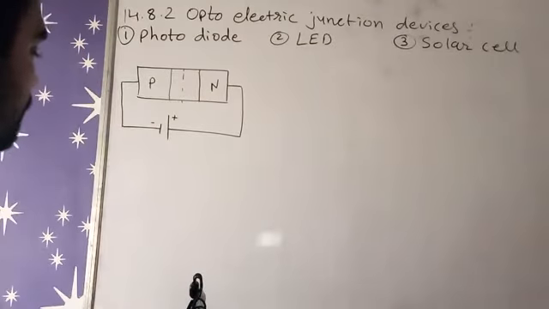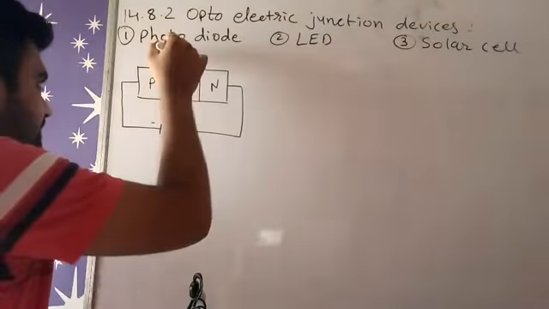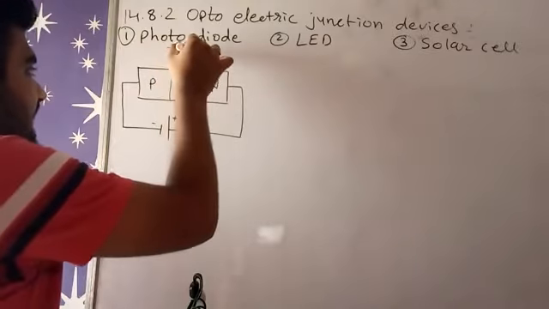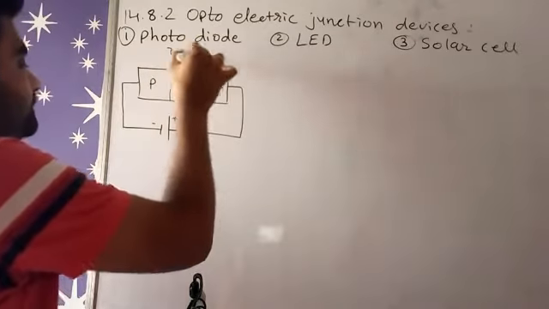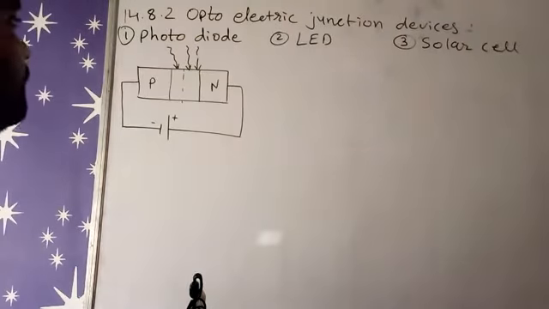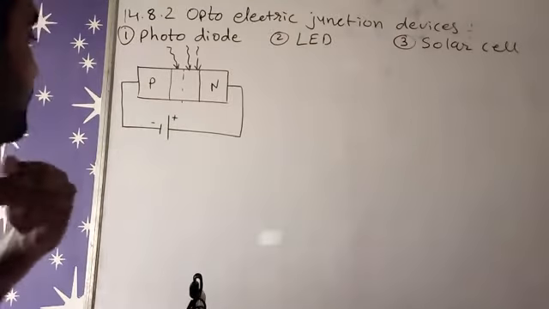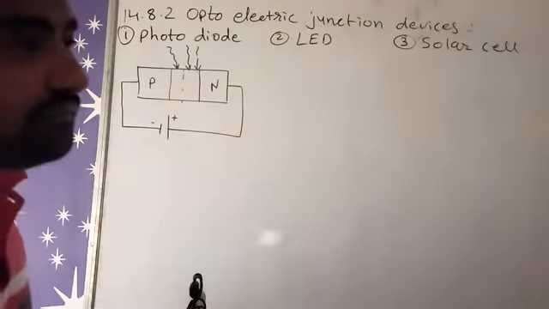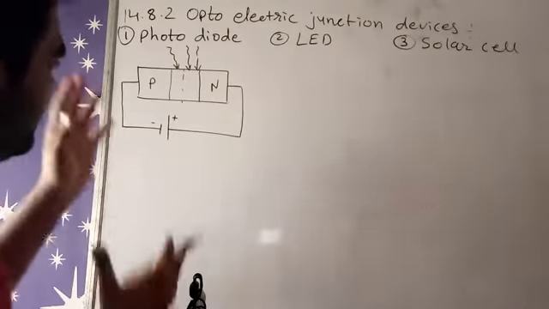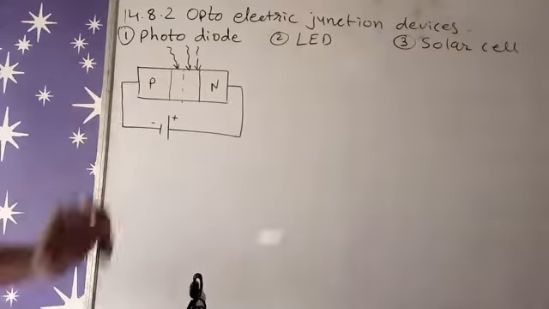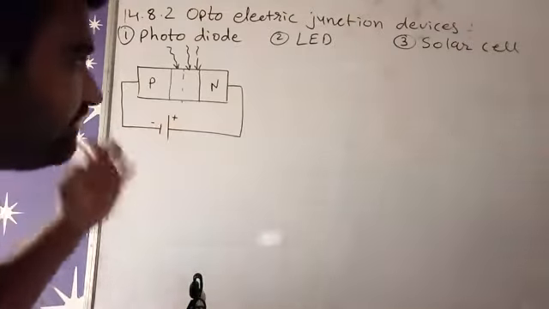And now we have to let some light rays enter through the window. So here the photodiode is ready. That is the construction of the photodiode. So exactly what happens here, the working of the photodiode: it always works in reverse bias.